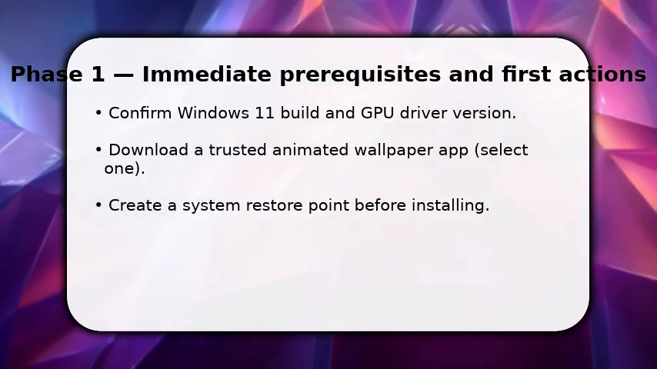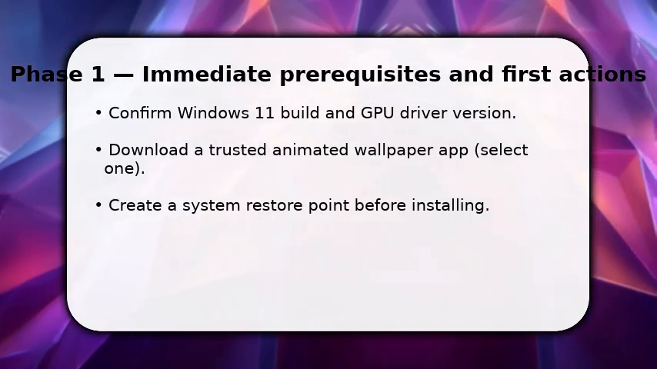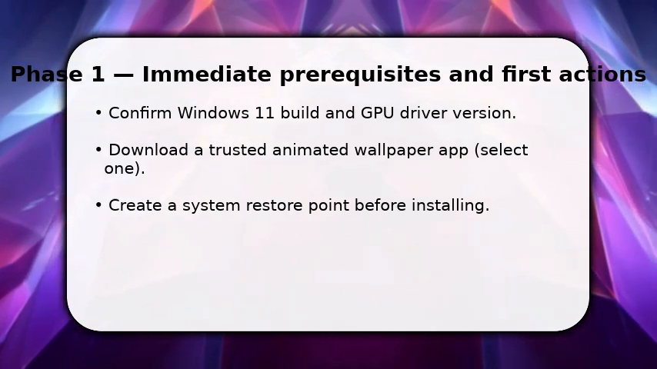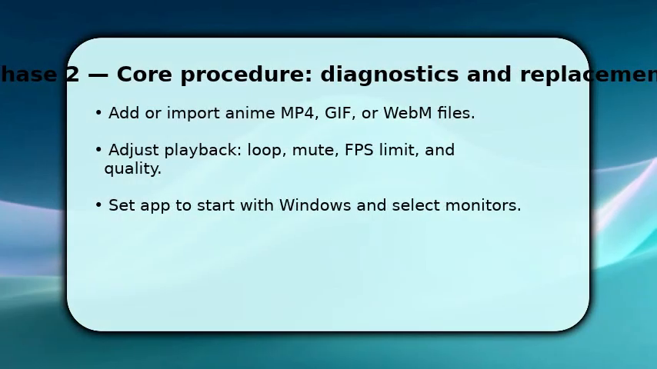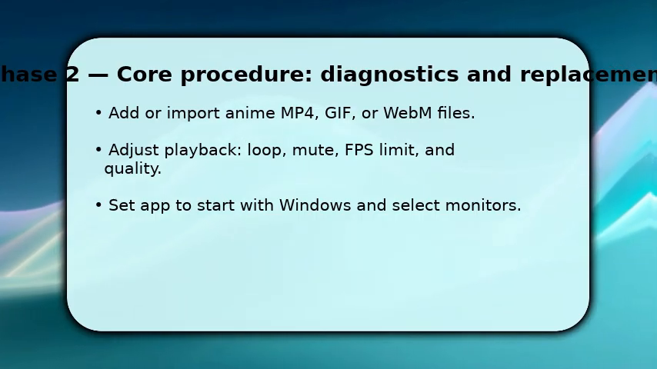Install the app with administrator rights and allow any required permissions. This ensures the program can access playback features and overlay settings, so wallpapers display reliably on the desktop. Once the app is installed, import your anime video or GIF files. Choose MP4 or WebM for best quality and smaller size.